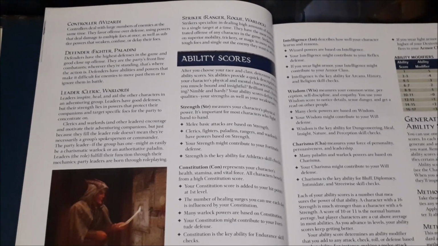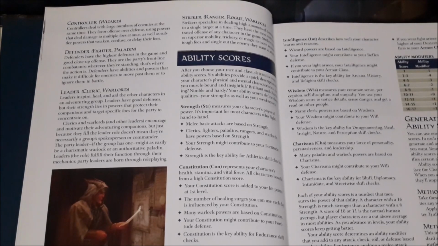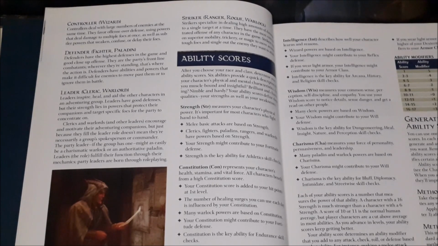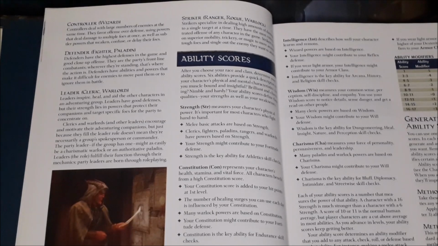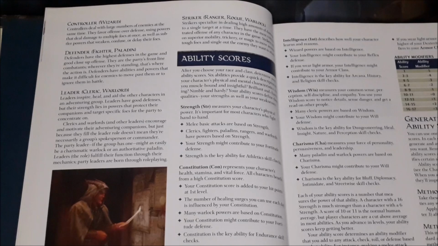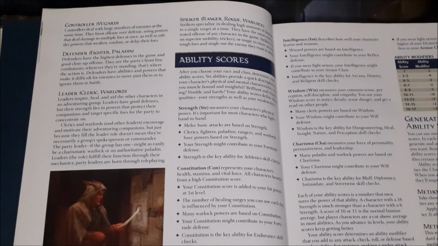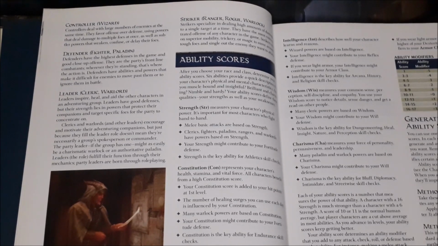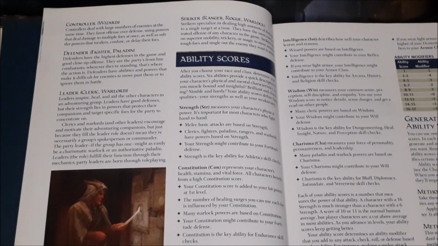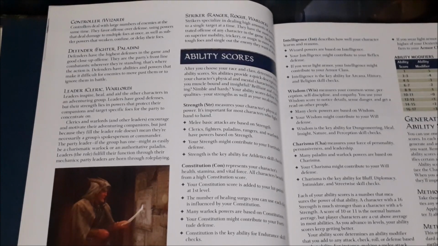So where controllers can attack large groups, and defenders can make it difficult for enemies to attack others or maneuver around the battlefield, leaders can boost their allies as well as have abilities that can allow their allies to attack more efficiently or have their opponents be somewhat weakened. And then strikers, like I said, are the ones that are more focused on single combat, which they're really good at. So those are the different roles that they give to the different types of characters.